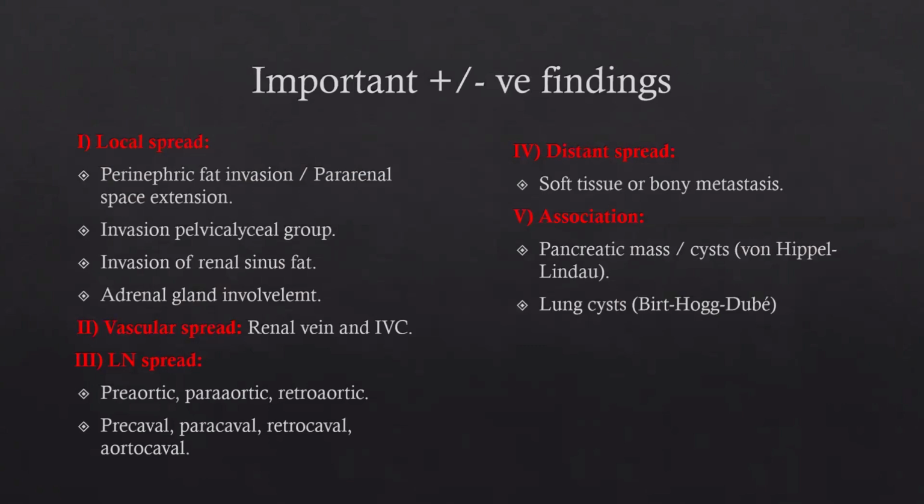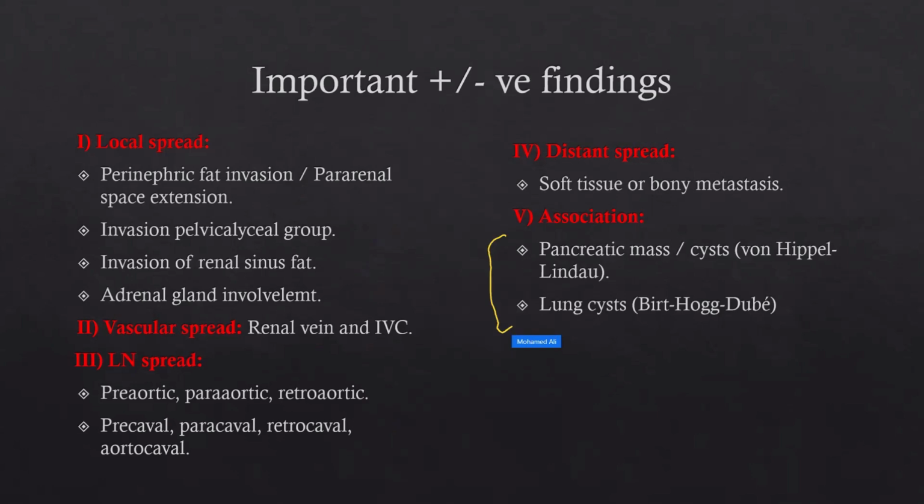In case you need to report a case of renal cell carcinoma, you should comment on perinephric fat invasion, invasion of the pelvicalyceal system, invasion of the renal sinus, adrenal gland involvement, and vascular spread either to the renal vein or IVC. You should comment very clearly on lymph node spread, and on soft tissue, hepatic deposits, pulmonary nodules, or bony metastasis. This point is very important in the exam.